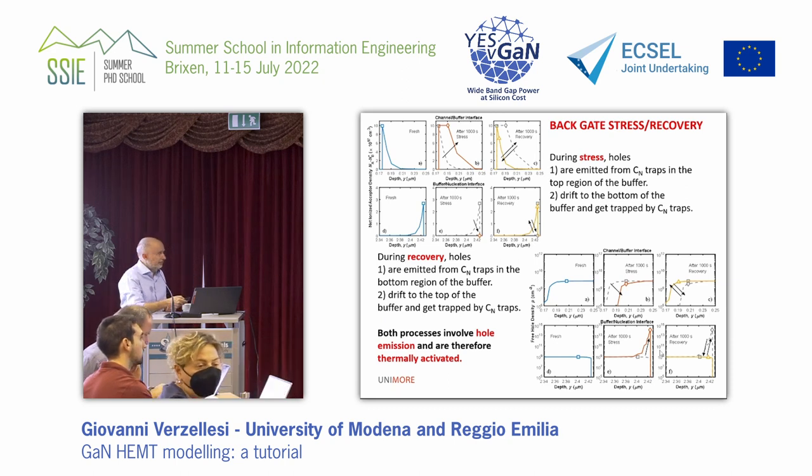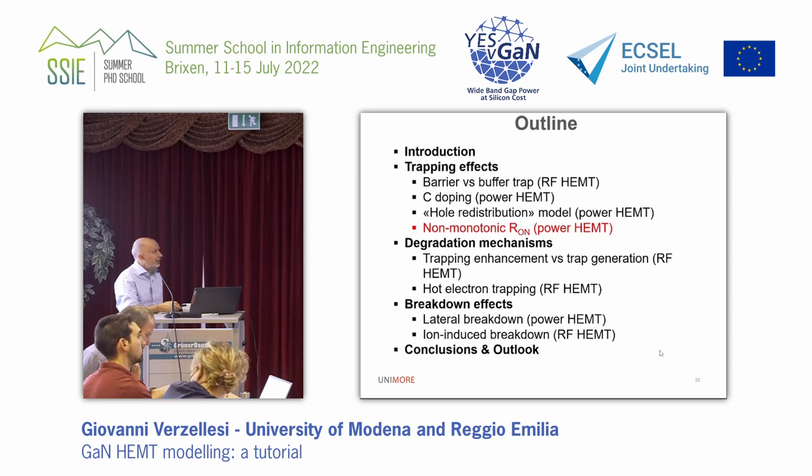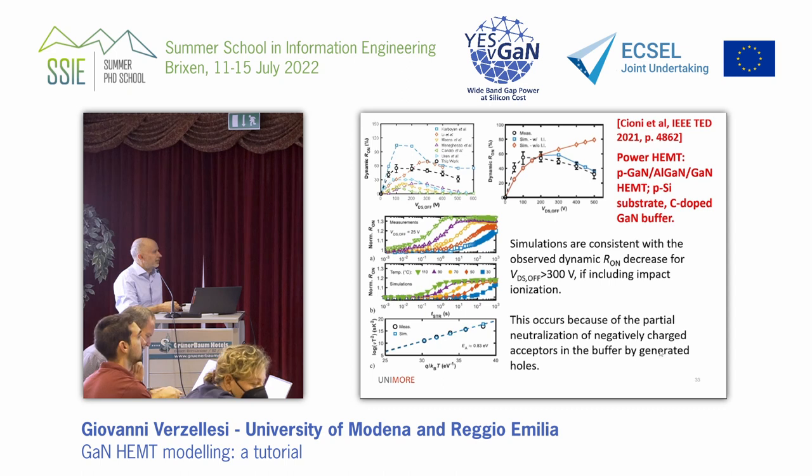Okay. Anyway, I will skip this. Just a very brief comment. The hole redistribution model is also able to explain something that is typically observed if you do dynamic Ron characterization at different VDS stress voltages: you get a degradation, an increase in the Ron, but at some point, many device technologies show a kind of non-monotonic behavior for the Ron degradation. At some voltage, the Ron stops degrading and exhibits a kind of partial recovery.